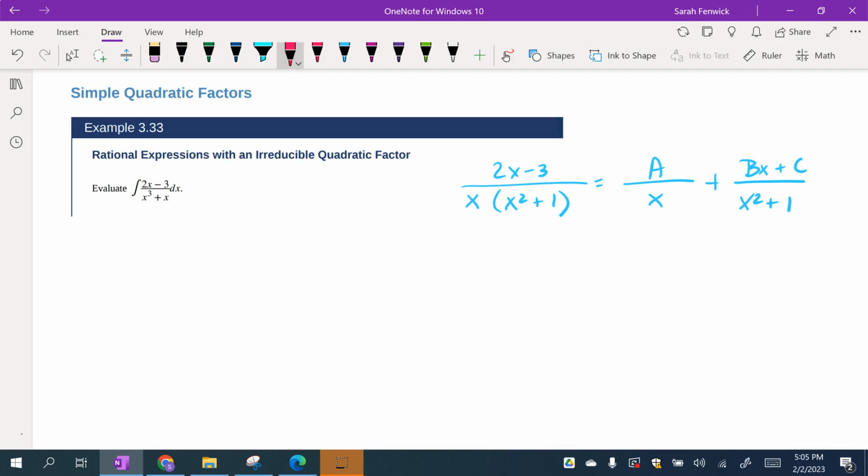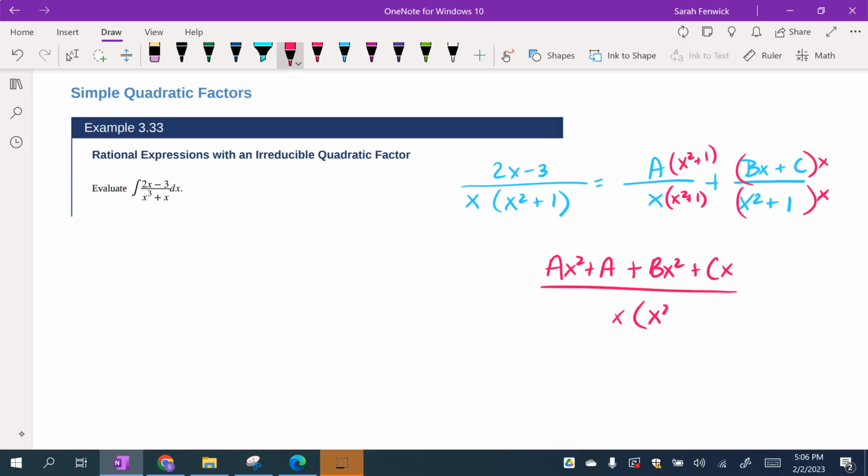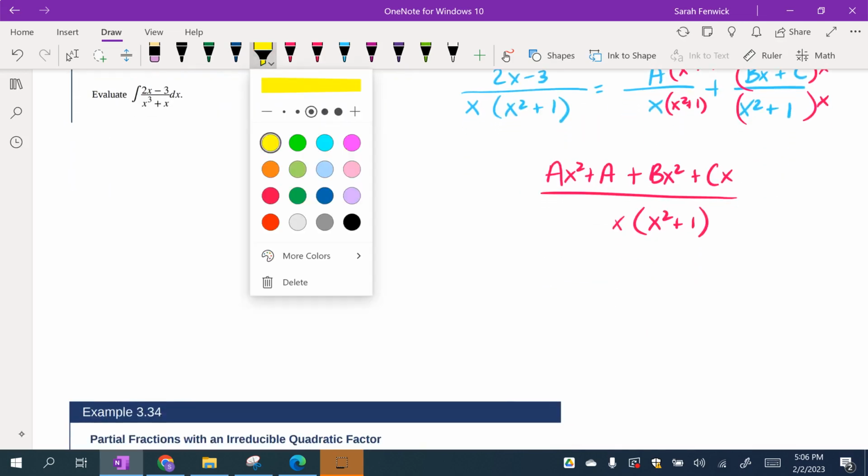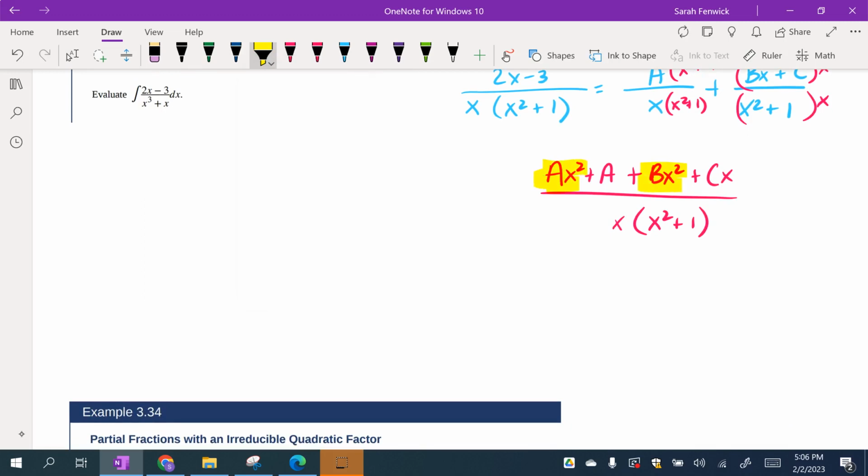All right, to get my common denominator, I'm going to do x squared plus 1 here, and x here. I have ax squared plus a plus bx squared plus cx over x squared plus 1. Now we're going to do our like terms. So we're going to start with the x squares, which I don't have any in my original denominator or numerator. So I have a plus b equals 0.